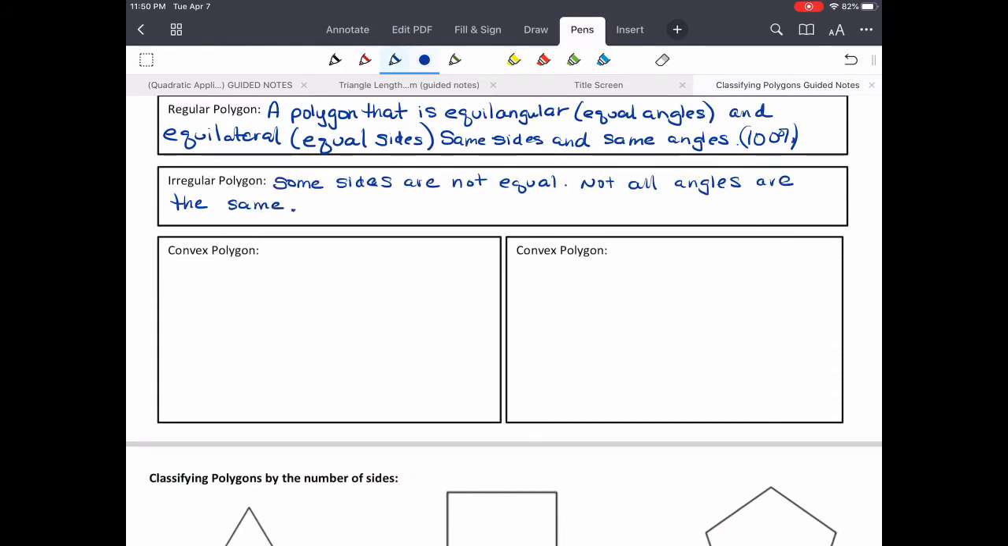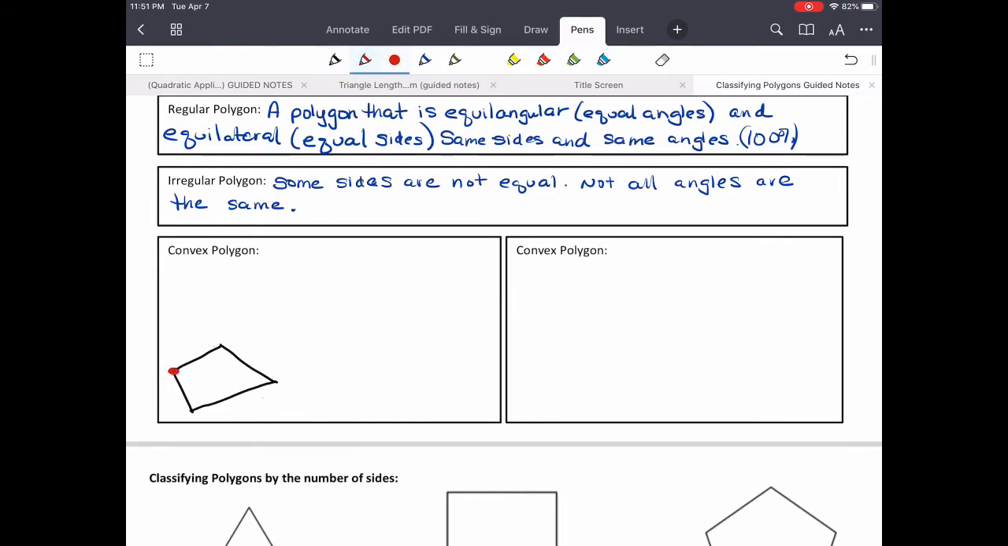All right, so moving on to a convex polygon. Sometimes when you define something, it's best just to show it instead of just writing it down. Convex polygons will take on this shape. And one way to prove that is if I were to draw segments.